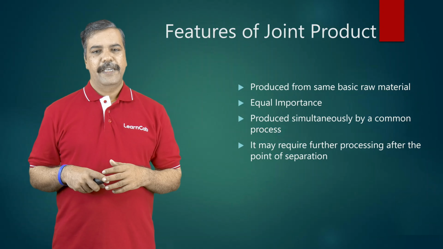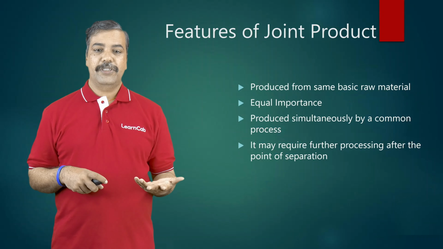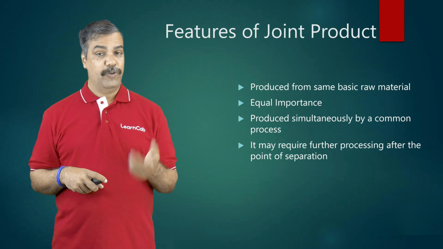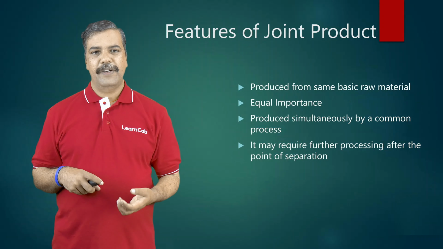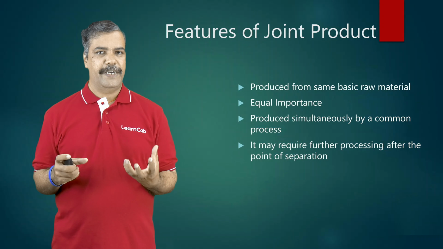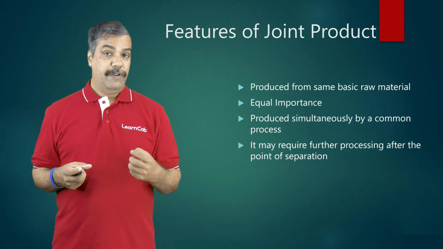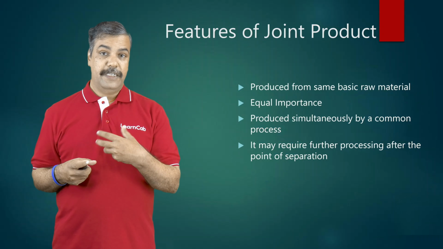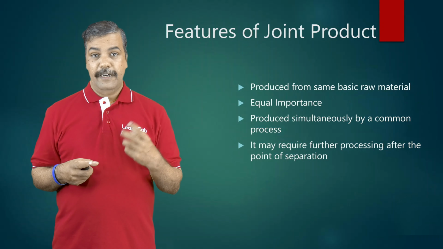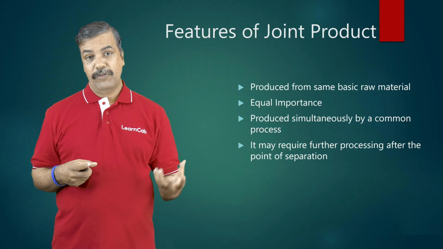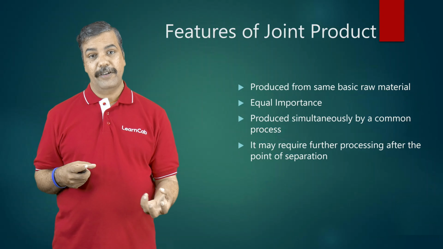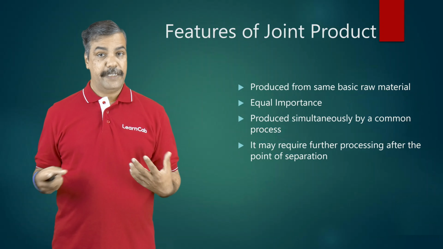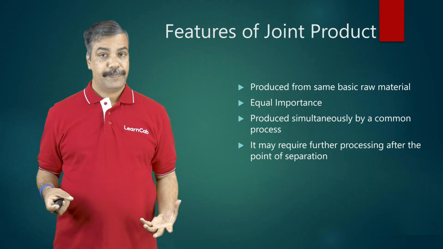So the last point, it may require further processing after the point of separation. As I told you, crude oil up to a point of split off emerges as a basic raw material. After that, if I want to manufacture kerosene, it's a different product altogether, and whatever the leftover crude oil is there, after filtering, after getting all this petrol, diesel and all, it's an end product which can be used as gasoline or kerosene.